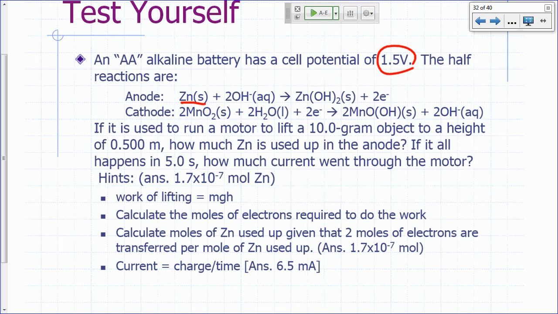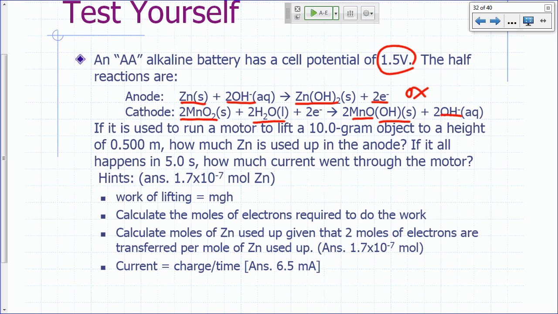So zinc plus 2 hydroxide gives you zinc hydroxide plus 2 electrons. That's oxidation at the anode of your alkaline battery. And then in the cathode, the reaction is manganese dioxide plus water will give you MnOOH, plus 2 hydroxide. Those are the two half reactions that occur in your alkaline battery.